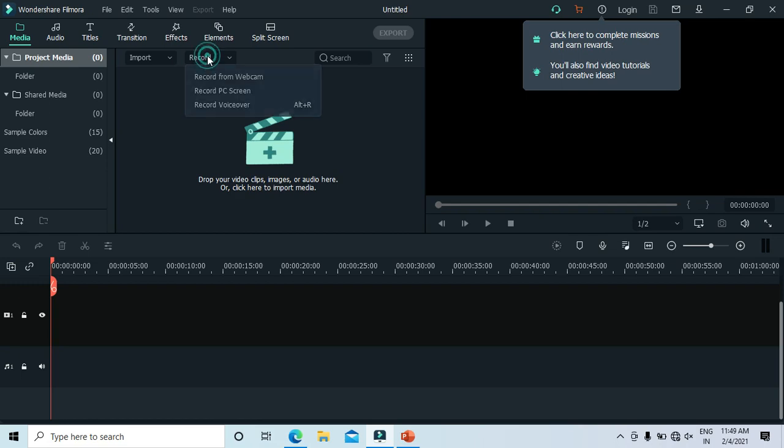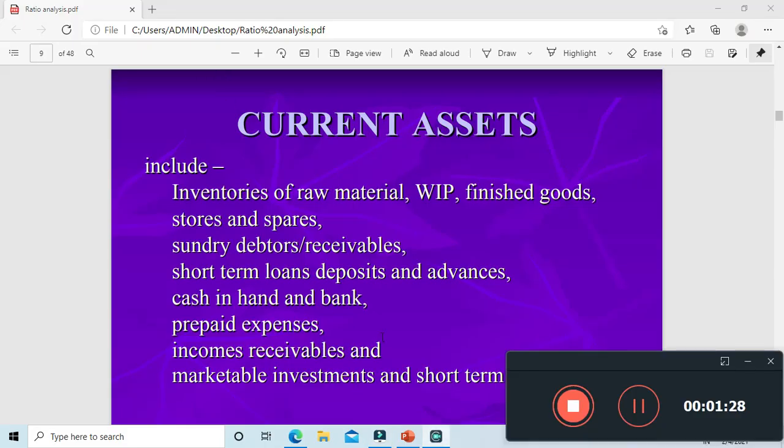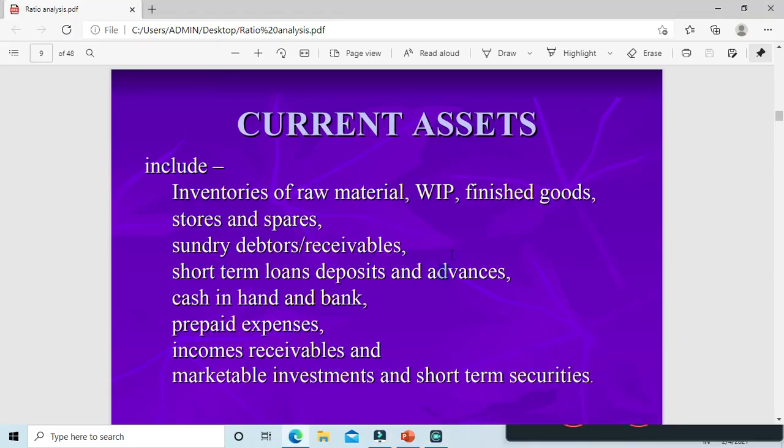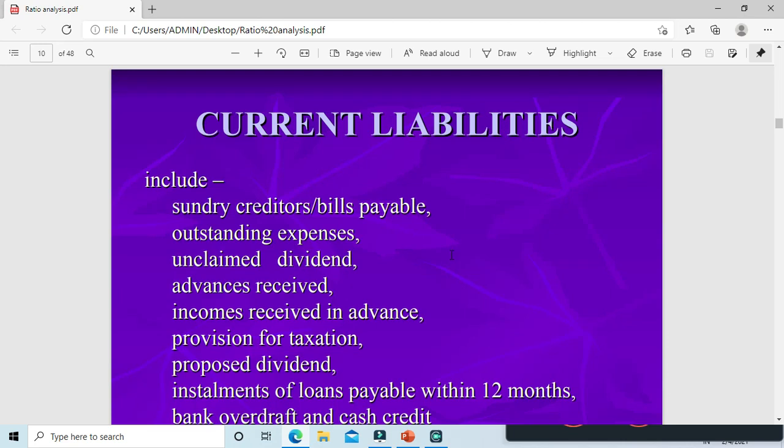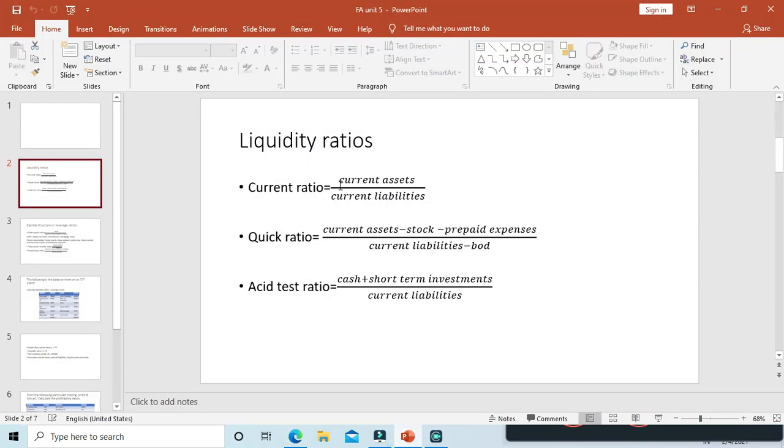When you talk about the current liabilities, when you have taken a loan for a shorter period, like sundry creditors, who are the suppliers, outstanding expenses, any dividend being claimed, advances, income received in advance, provision for taxation, proposed dividend, this all will come under current liabilities. So if anything of such thing has been given, you just add them and you need to divide, okay.